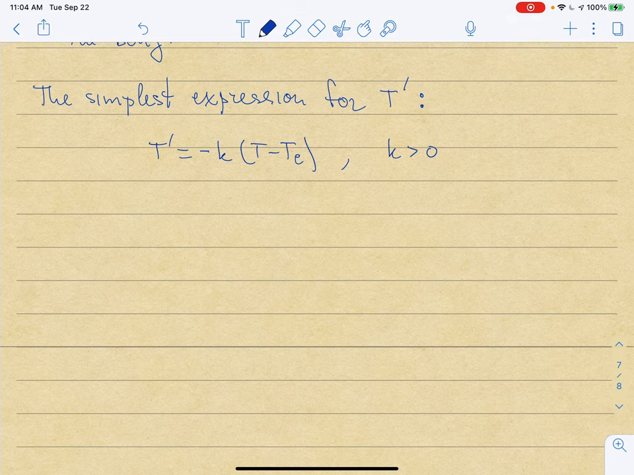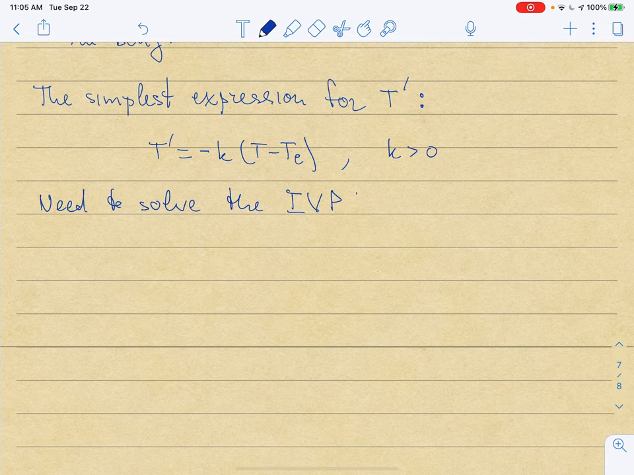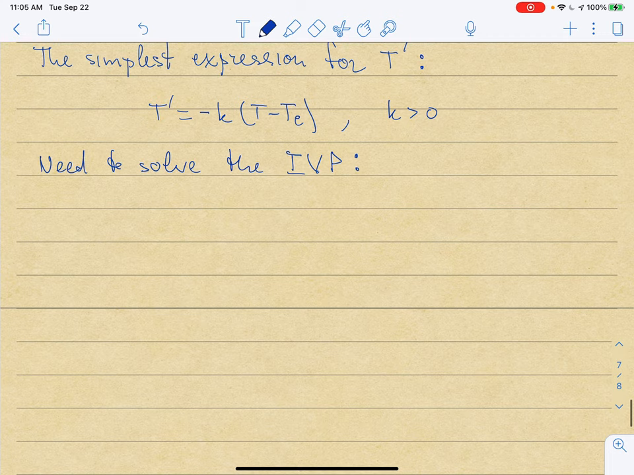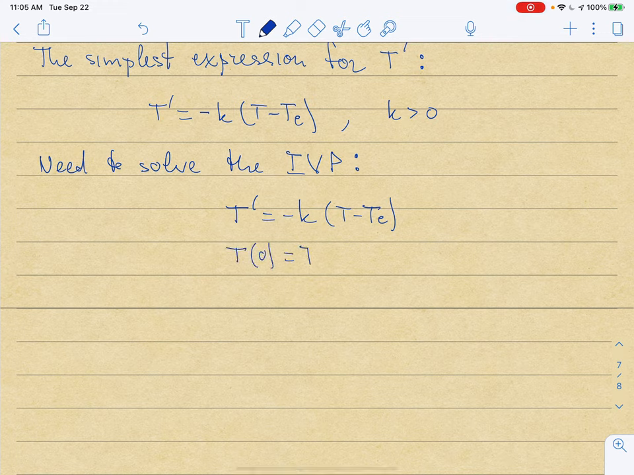And so this is called Newton's law of cooling, and we need to solve then to determine the temperature of the body. We need to solve an initial value problem that is going to look like this. It's this equation that I just wrote, T prime equal to minus k times T minus Te, and then the temperature at time 0 is equal to some initial temperature T0.